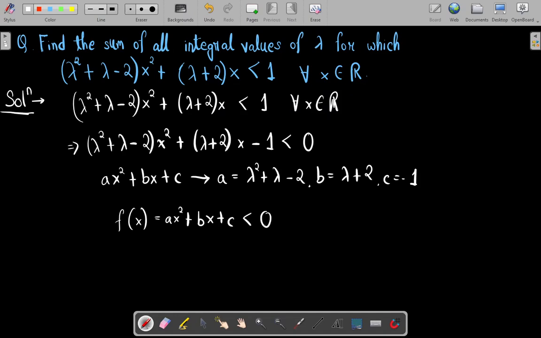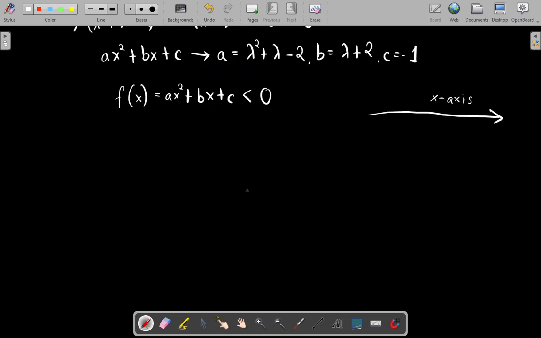This quadratic expression is less than 0 whenever, in the graph of the curve, say this is the x-axis, the curve is like this. It cannot touch the x-axis, otherwise it will have roots. It is strictly less than 0, and the curve will be downside. So this is true if and only if a is less than 0, that is, the coefficient of x square is less than 0.